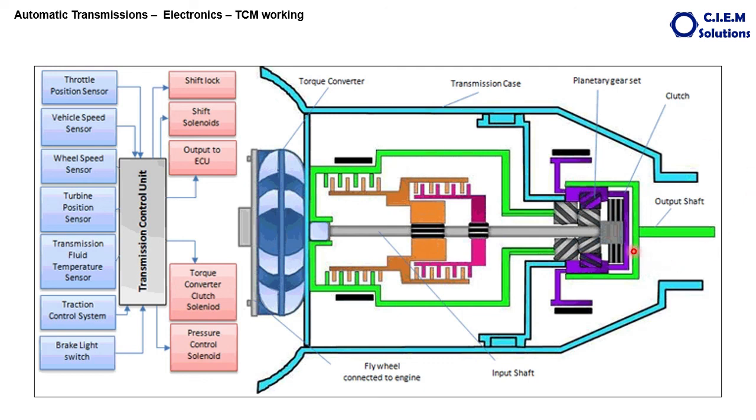Okay, this you can see here: clutch pack, planetary gears, that is sun gear, ring, and planetary gears. Okay, this is how electronics will function in the automatic transmission.